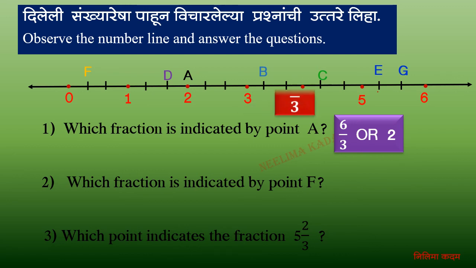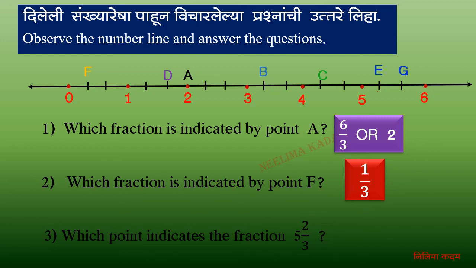Which fraction is indicated by point F? F. So what will it be? It will be 1 upon 3. E, we have seen it in the last slide. So by point F, which fraction is indicated? Yes, 1 upon 3. Which point indicates the fraction 5 2 by 3?